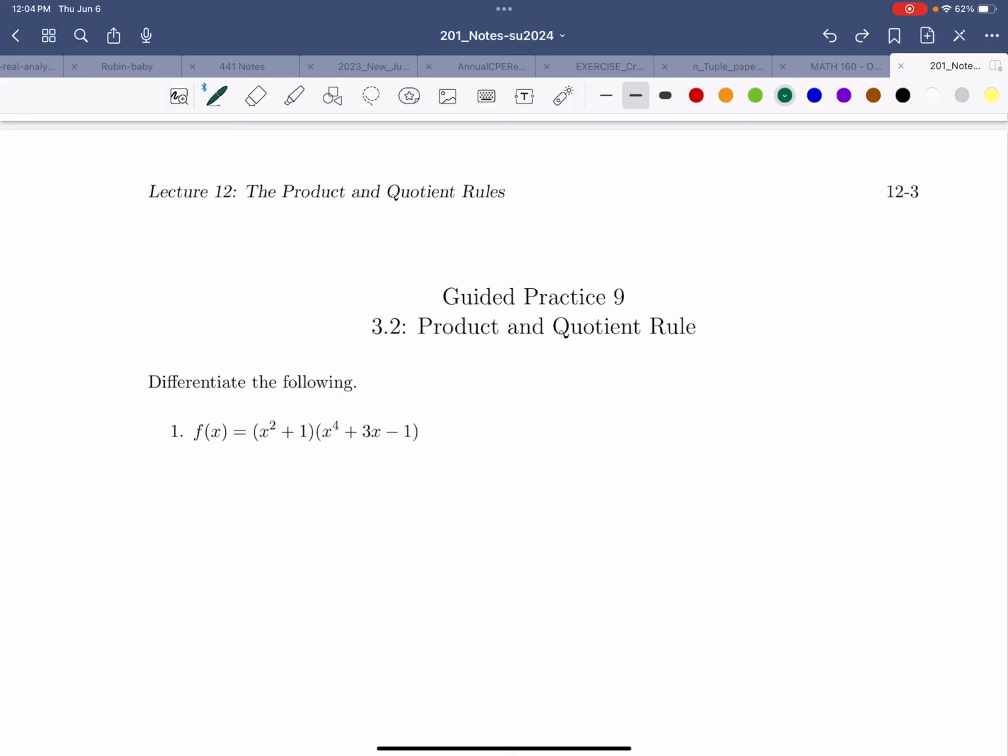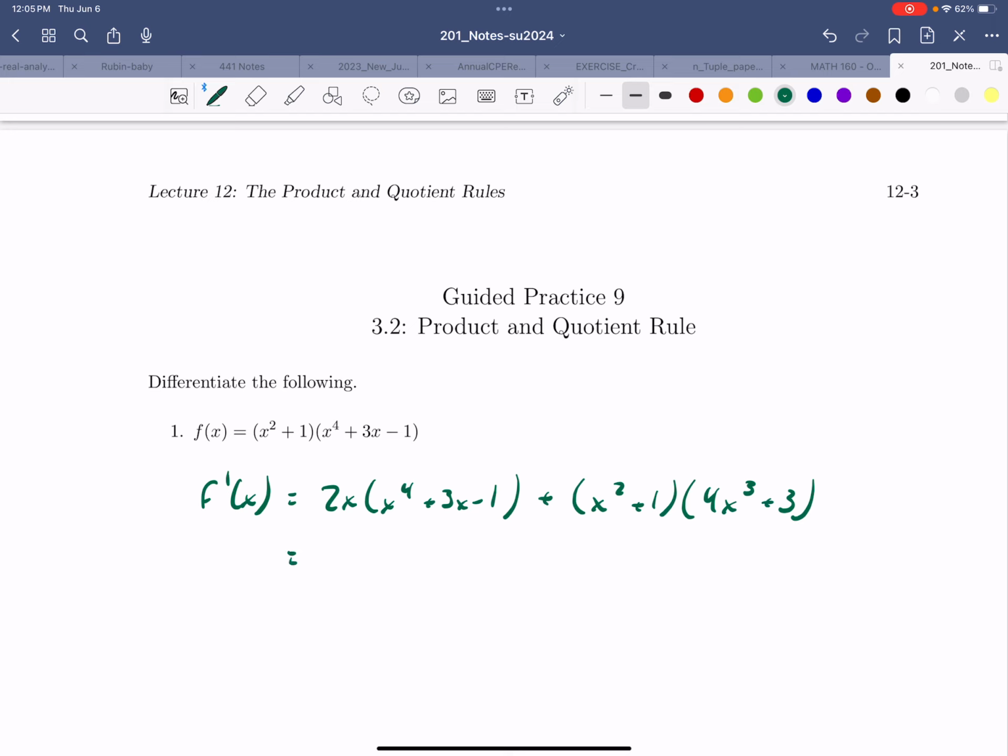Let's do some guided practice for section 3.2, product and quotient rules. We're going to differentiate each of the following. F prime of x: we've got this component and that component. Take the derivative of the first part, leave the second guy untouched, plus leave the first guy untouched, times the derivative of the second guy. Done. You could simplify that if you want.